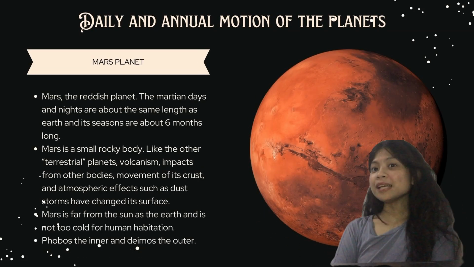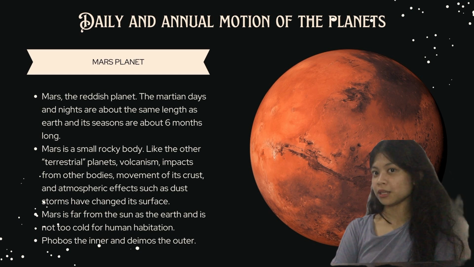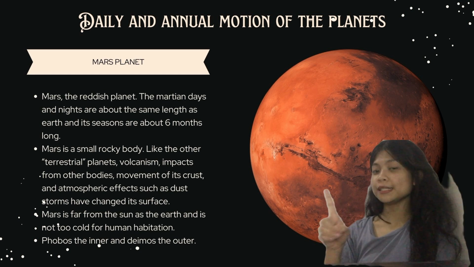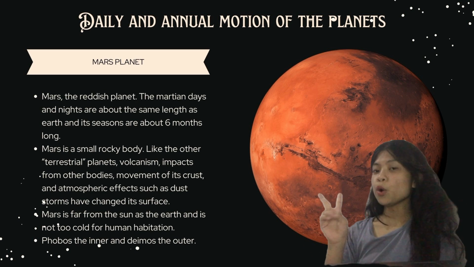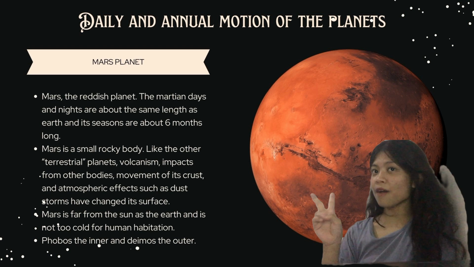Mars. Mars has 2 small moons. First is Phobos, the inner. Pangalawa is Deimos, the outer. Both are potato-shaped and have cratered surfaces.